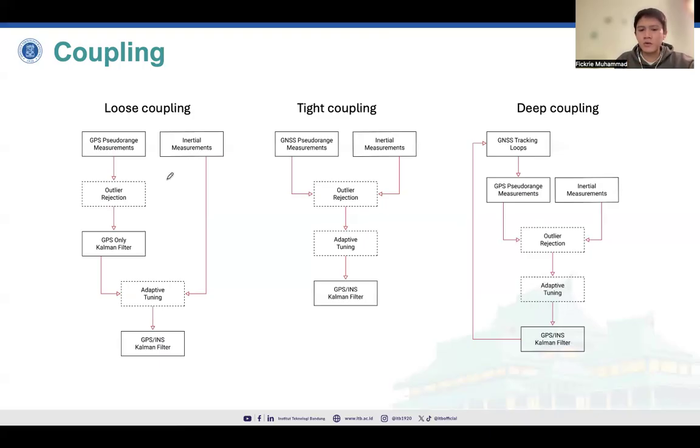And of course, it's more robust and more accurate because it's fully integrated. So loose coupling was loosely integrated; we don't share the raw data. In tight coupling, we share the raw data, but it's not fully integrated. And in the deep coupling, it's fully integrated, which is more robust, more complex, and more computationally demanding.